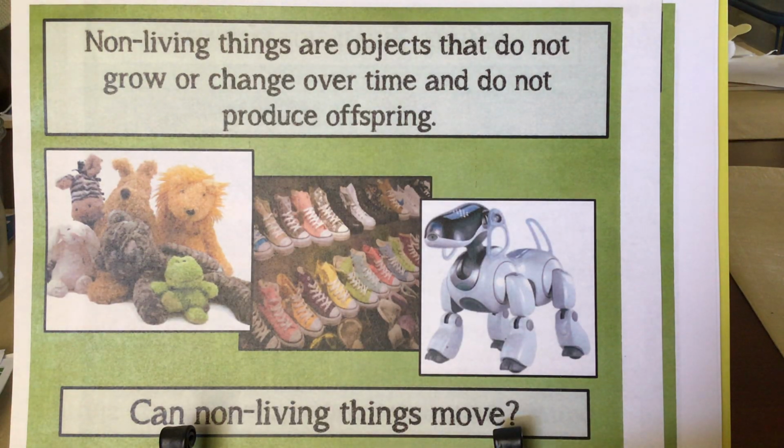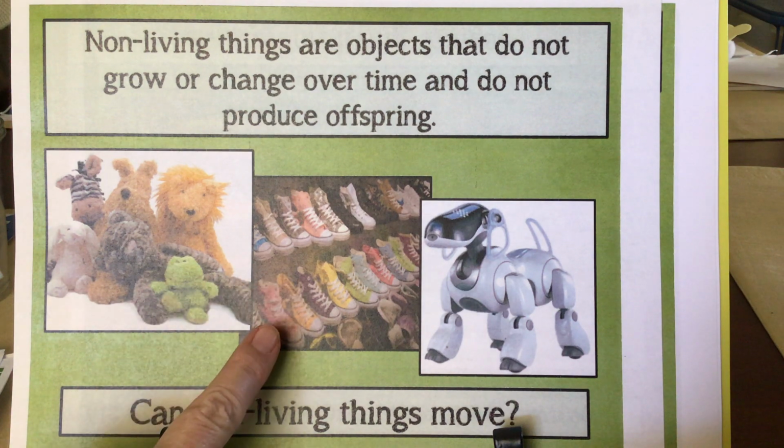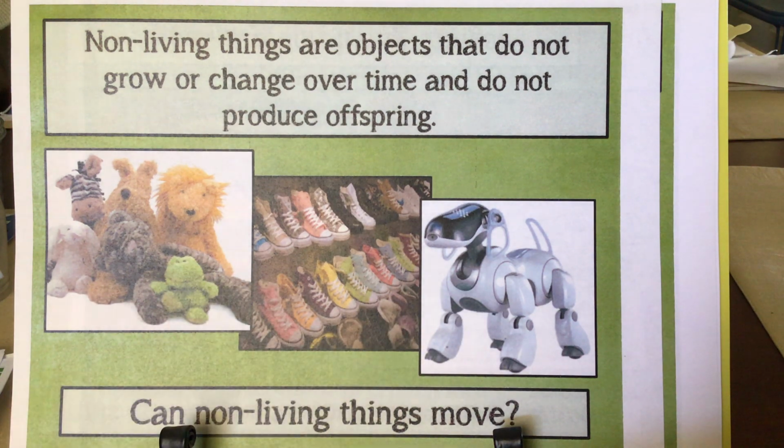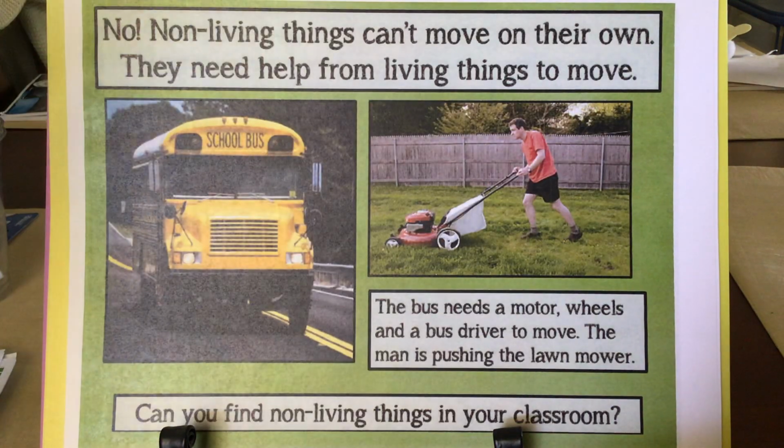So non-living things are objects that do not grow or change over time and do not produce offspring. So here we have some stuffed animals, we have some shoes, and we have a robot. And you might ask, well, can non-living things move? No, non-living things can't move on their own. They need help from living things to move.